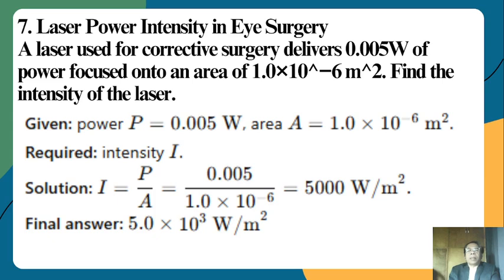So we're given the power P, 0.005 watt. The area A is equal to 1.0 times 10 to the negative 6 meters squared. So we need to use the formula I is equal to P over A. Substitute the given data. The final answer is 5,000 watts per meter squared, or 5 times 10 cubed watts per meter squared.